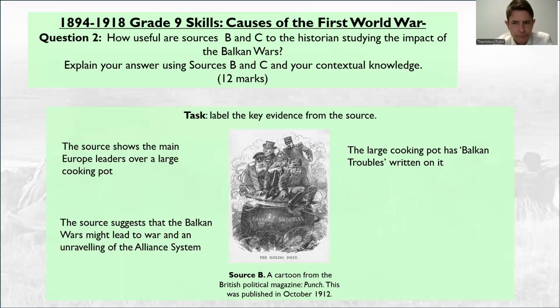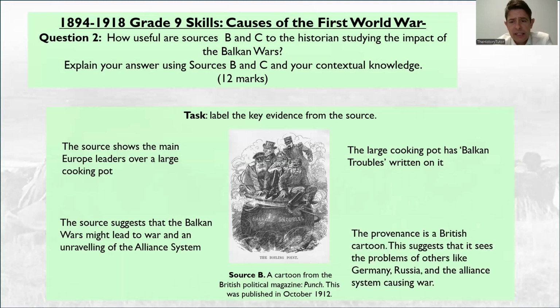Okay, so what about the provenance? The provenance is a British cartoon, which suggests that it sees the problem of others like Germany, Russia, and the alliance system causing war. They are all sort of causing problems. Britain maybe is not so much involved. The Balkans are a long way away, and maybe Britain's not quite involved in this.